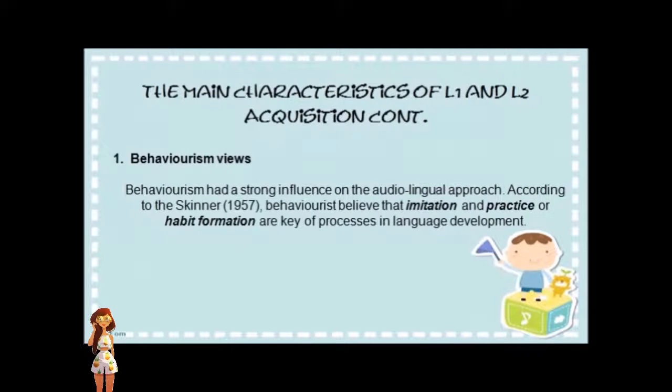First is the behaviorist view. Behaviorism had a strong influence on the audio-lingual approach. According to Skinner in 1957, behaviorists believe that imitation and practice, or habit formation, are the key processes in language development.